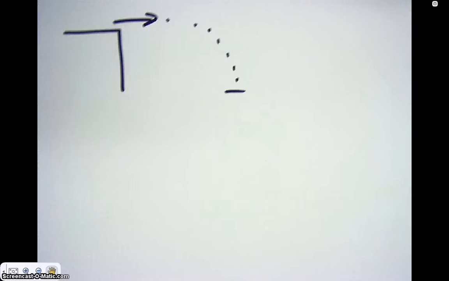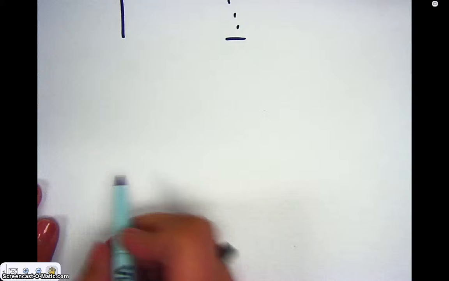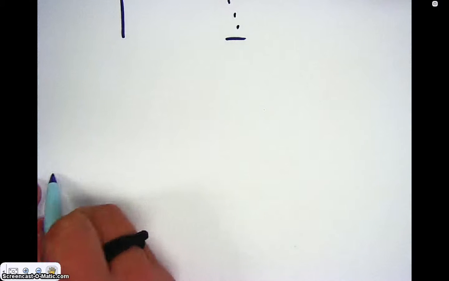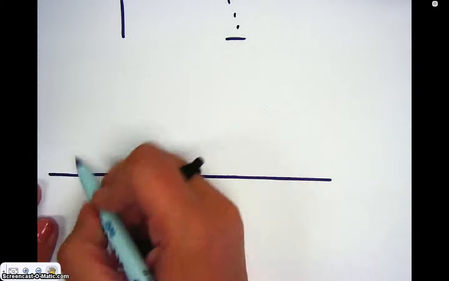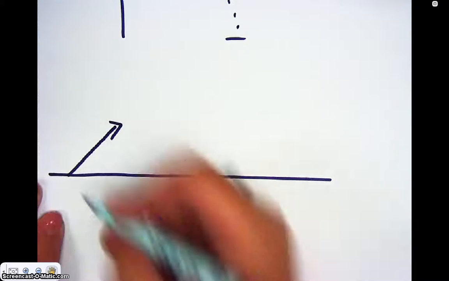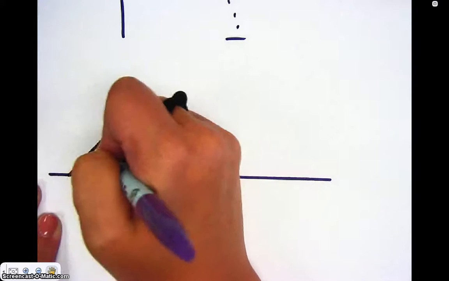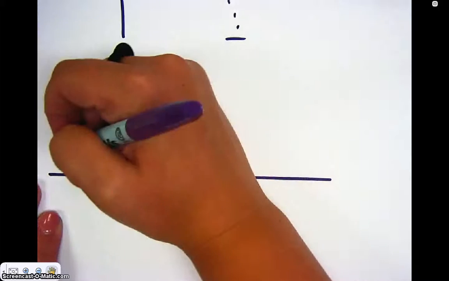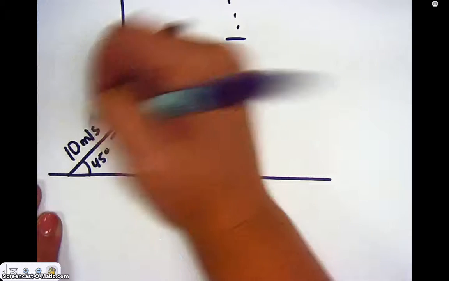So in this video, we're going to have a projectile that's launched at an angle, and we're going to start with a projectile that's launched at an angle from the ground. Let's say here's the ground, and I have a little cannon, and I'm going to launch the projectile at 45 degrees, and we'll say that it leaves at 10 meters per second.